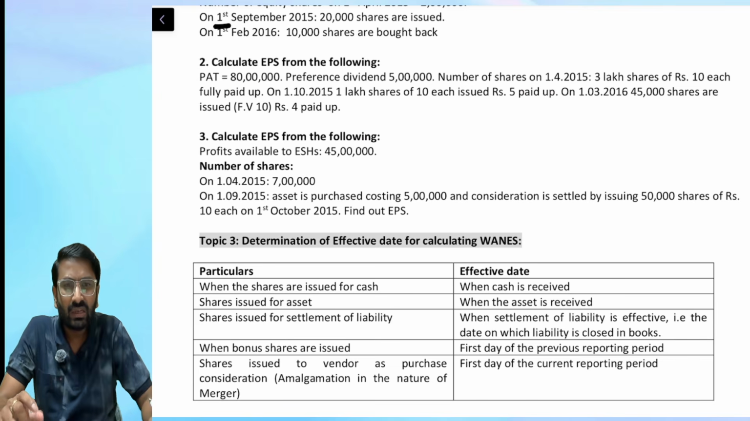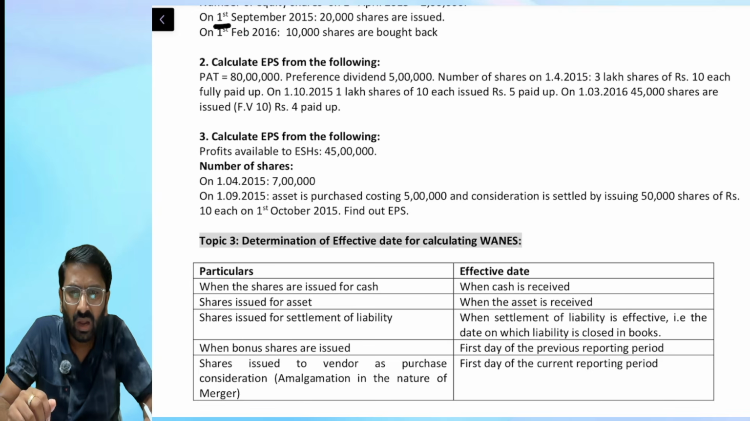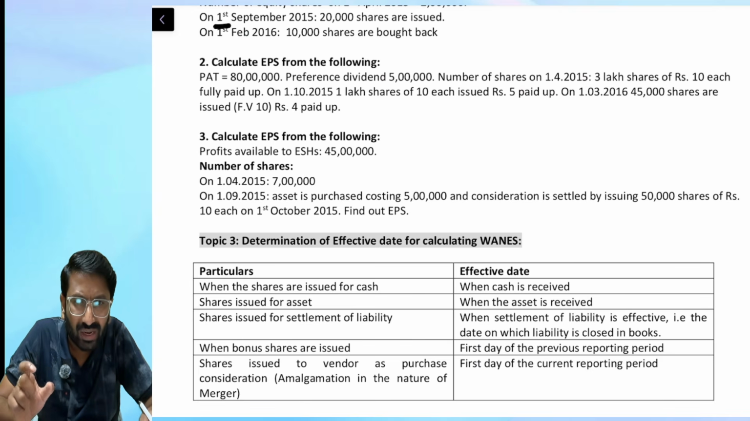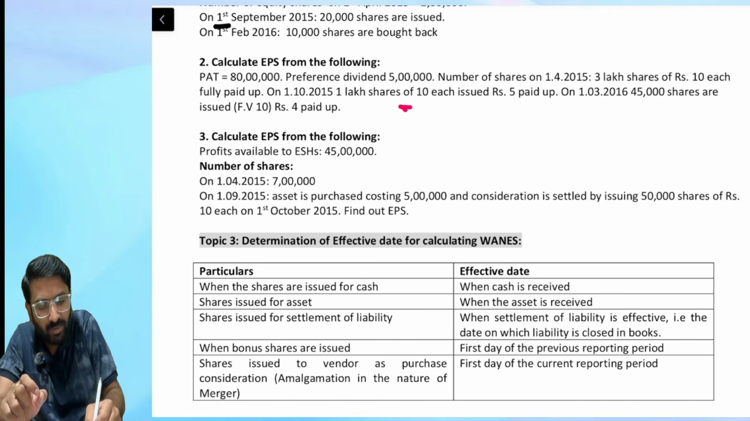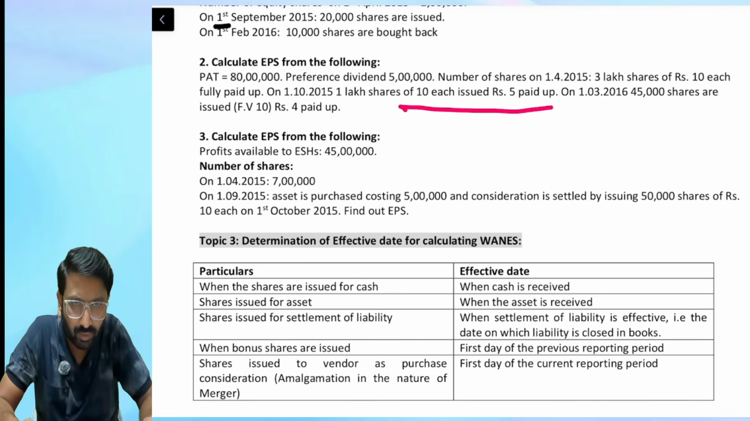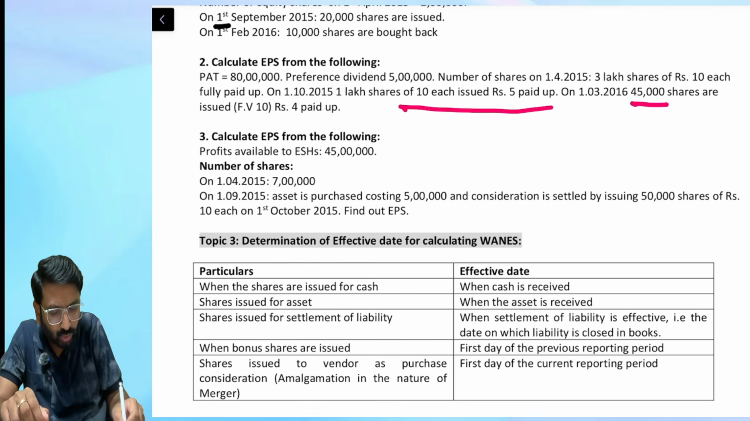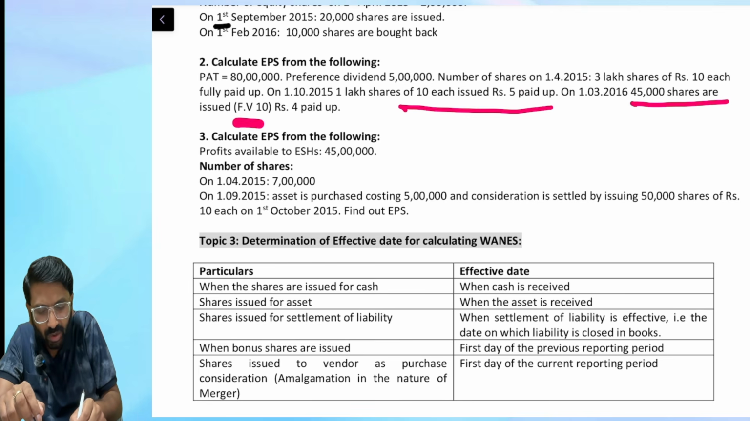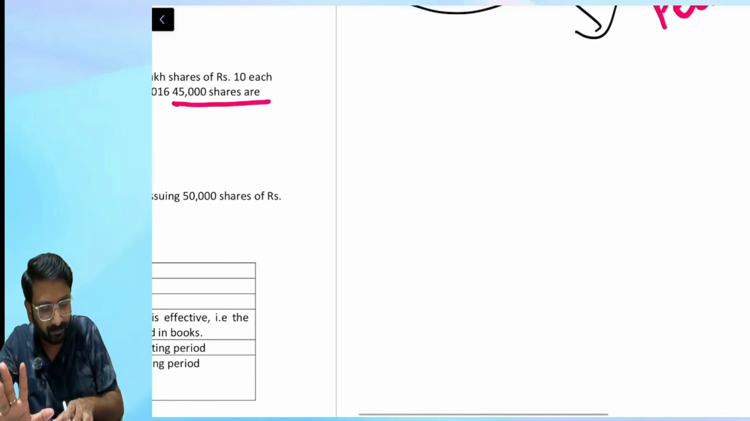Okay. Number of shares on April 1st, 3 lakh shares of 10 each fully paid up. On 1st of October, 1 lakh shares are issued. Face value is 10 rupees, but how much is paid up? 5 rupees. Then on 1st of March, 45,000 shares are issued. What is the face value? 10 rupees. How much is paid up? 4. Find out the EPS. Now listen carefully.